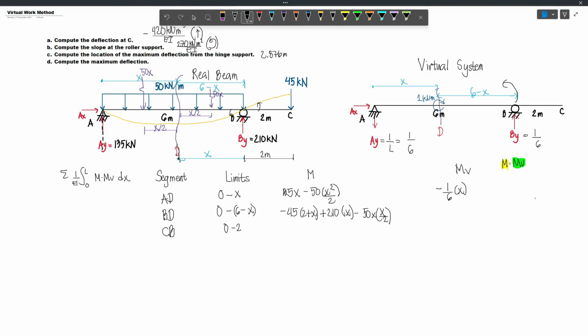So, yan. Now, sir, how about our MV, sir? For our MV, walang loads dito to the right ng origin natin. And so, we won't include that one. Dito lang tayo magsa-start. And then, we will end right at the cut. So, this will be our X. Again, this X is for the moment equation. It's different from this one.